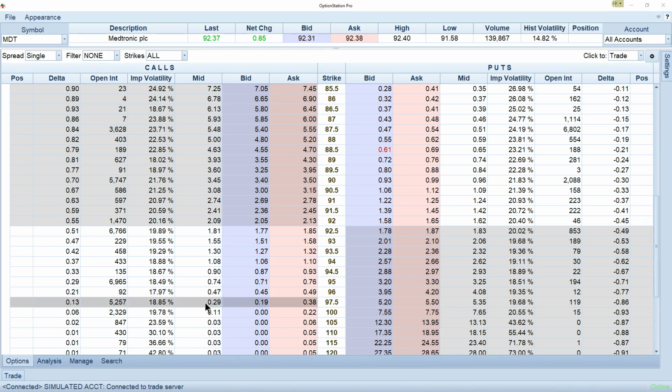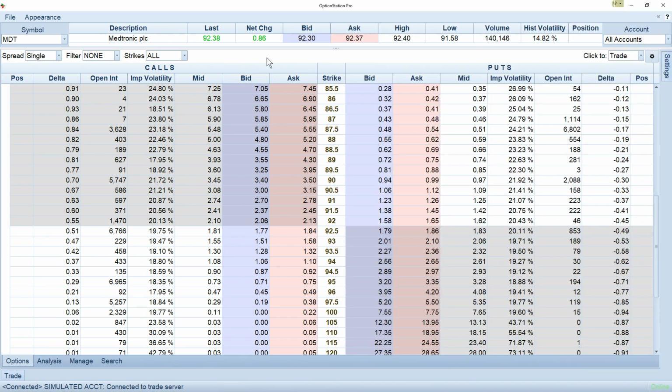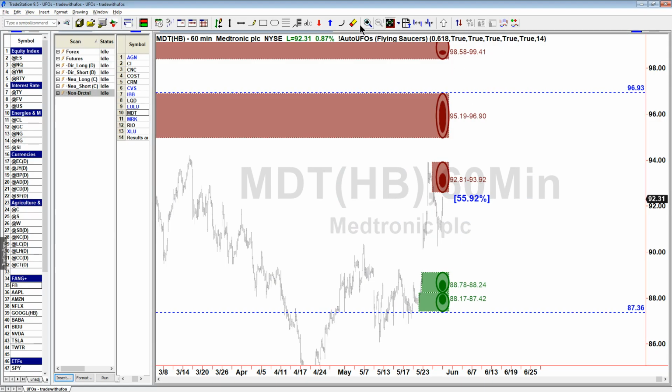The minimum rule that we have, you probably remember, is we want to collect 35 is better, but 25 is the real minimum. In this case, we may get 29. I'm not too excited, but you know what? If the 87 pays me okay, that one is 46. The two together, the 87 and the 97, may be enough. So let's plan for it, and we'll see if we have a trade or we don't.